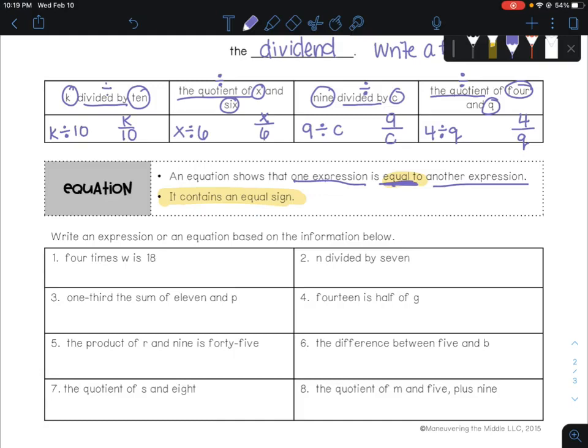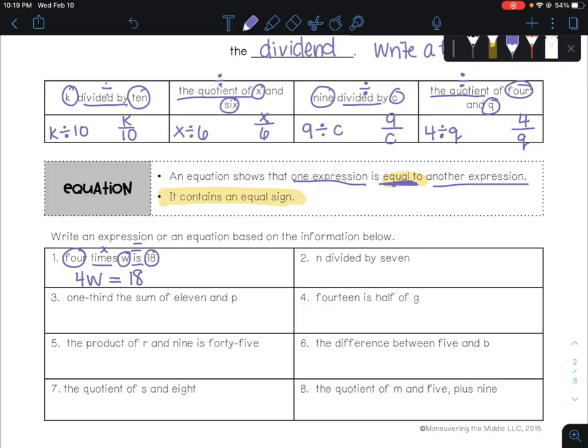Okay, so 4 times w is 18. So 4 times w is, meaning equals, 18. So I'm going to write 4 times w, 4w, equals 18. So that would be how you'd translate an equation.